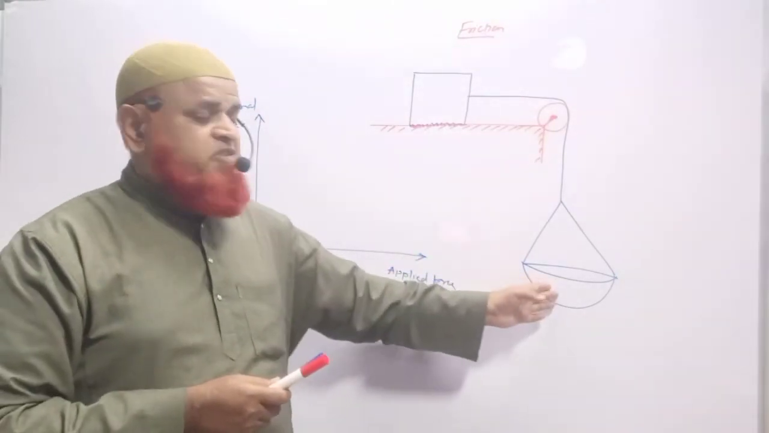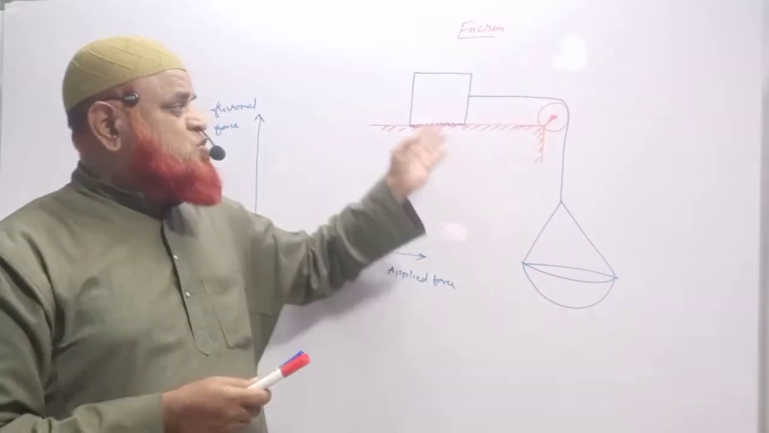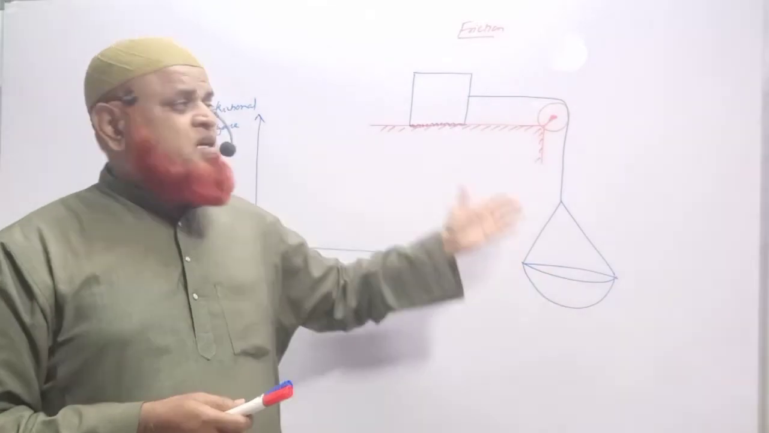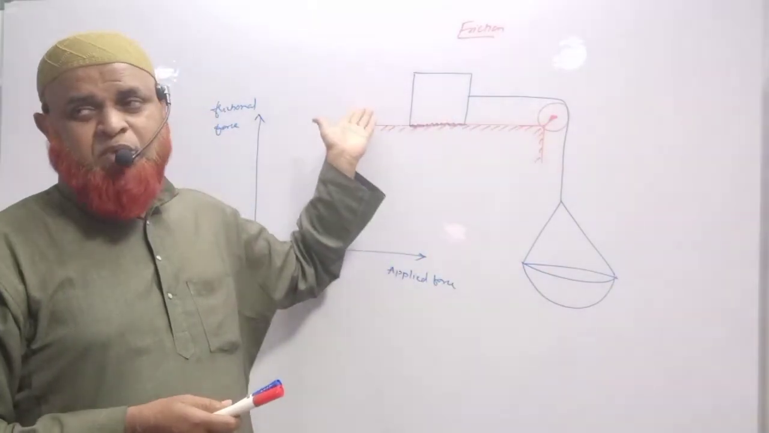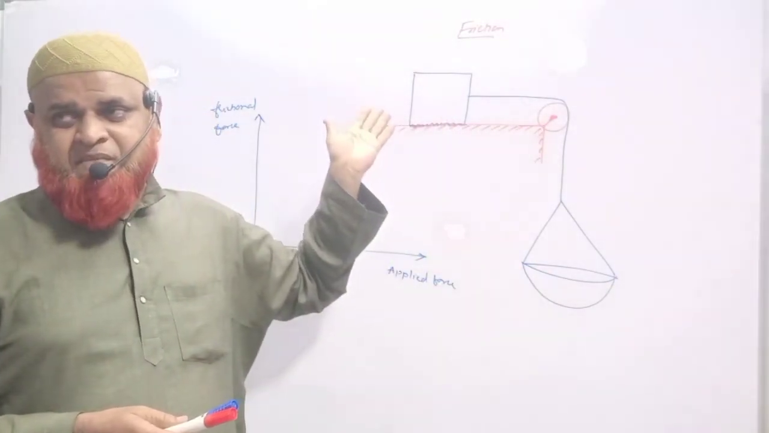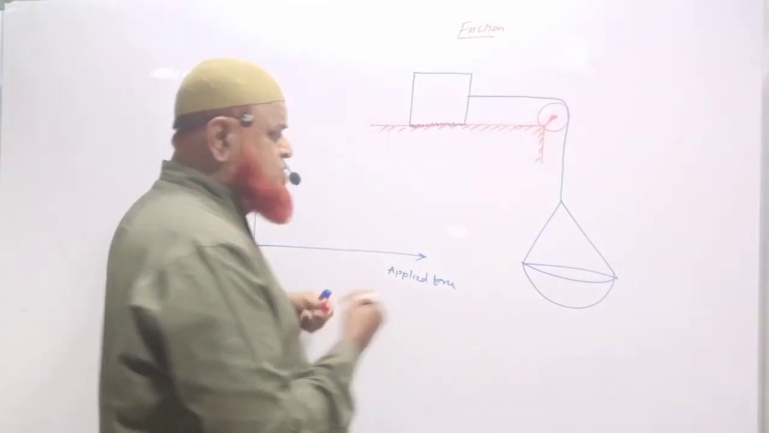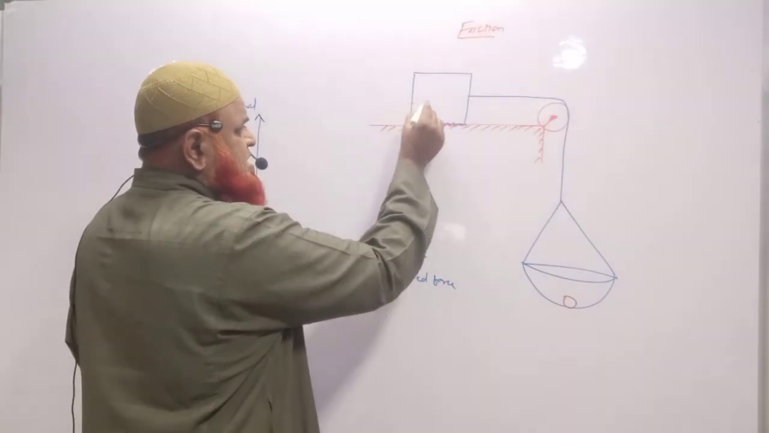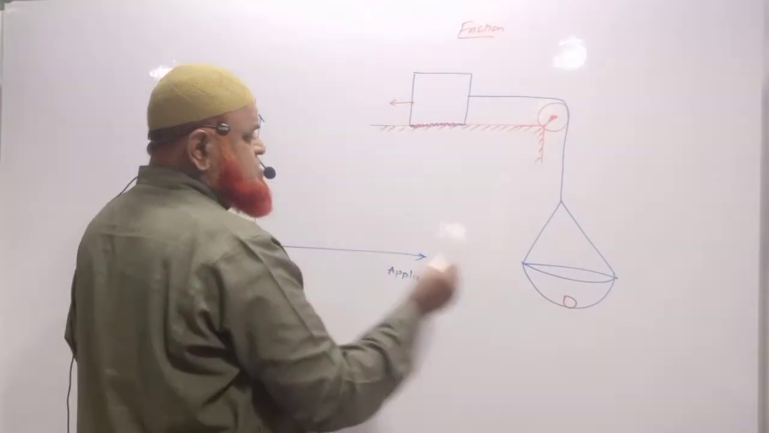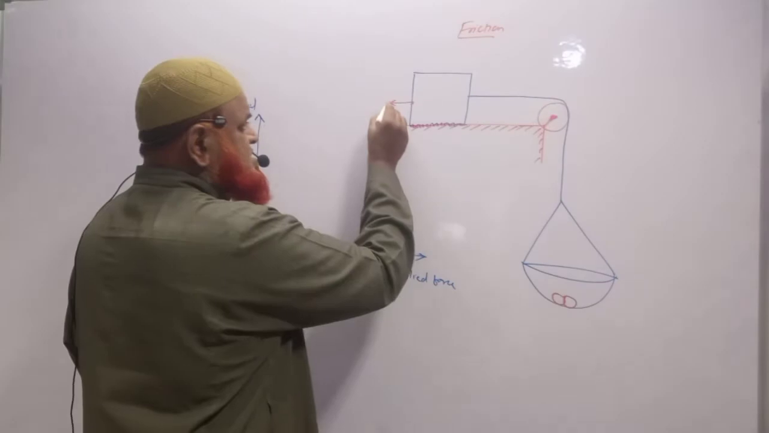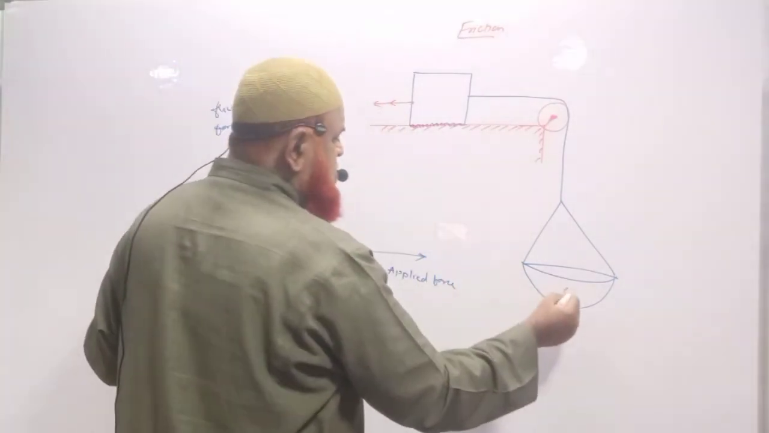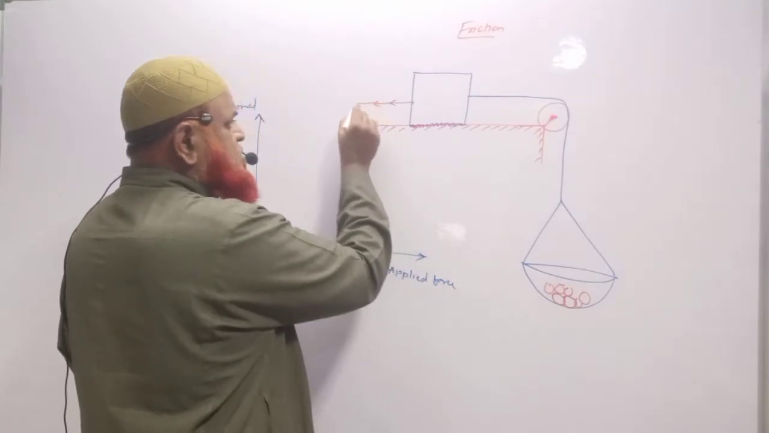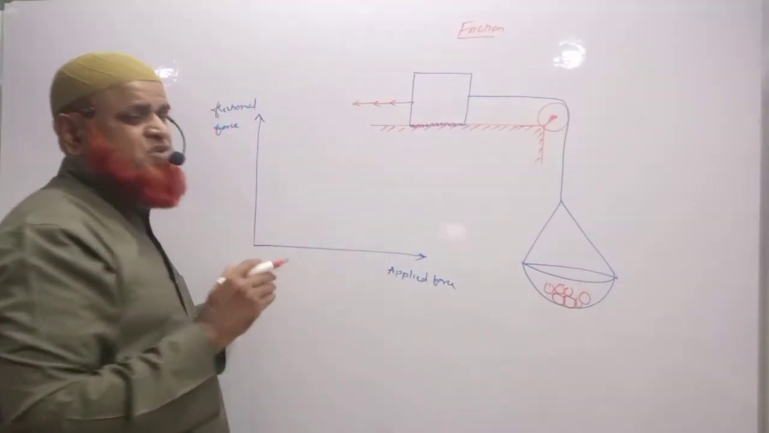So that's why if the pan is empty, there is no friction force acting backwards here. When the pan is empty, no friction force acts on the block in the backward direction. Understand? So as soon as you add certain weight here, friction will start acting in the backward direction. Still you add some more force, friction starts increasing. Still you go on adding mass on this pan here, friction goes on increasing up to a certain extent.